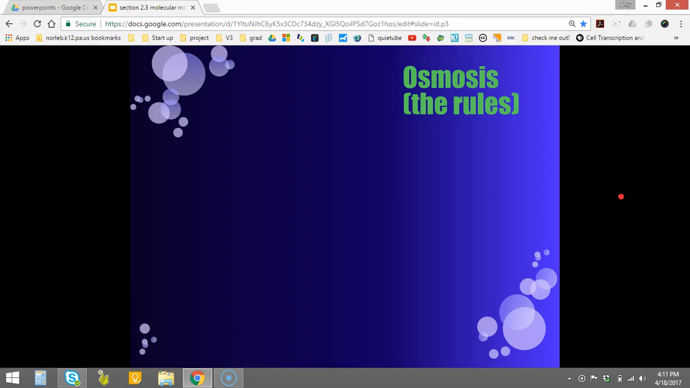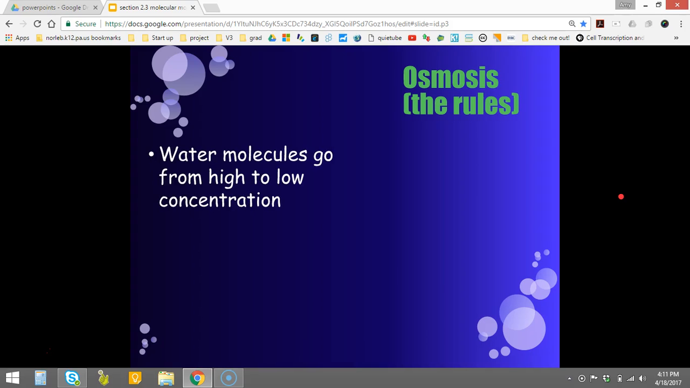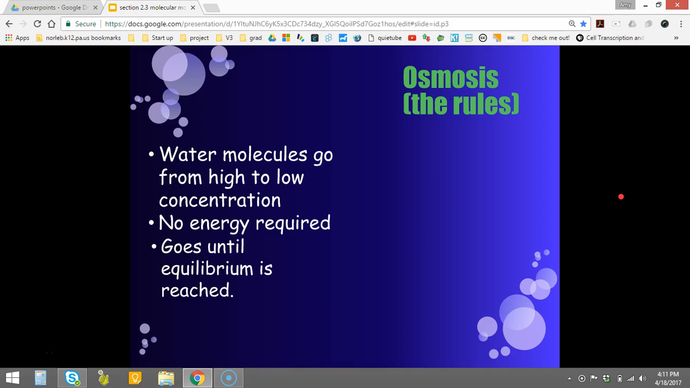Now that you've acted out diffusion, we're going to learn about the rules for osmosis. Find your graphic organizer and make sure you know these rules. First rule is that water molecules, it has to be water, goes from high to low concentration. So if you have not done so, draw a slide next to the concentration level for osmosis and point your arrow going down the slide. This does not require energy, and it also goes until equilibrium is reached.